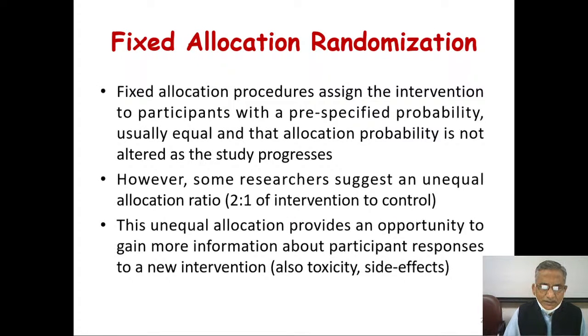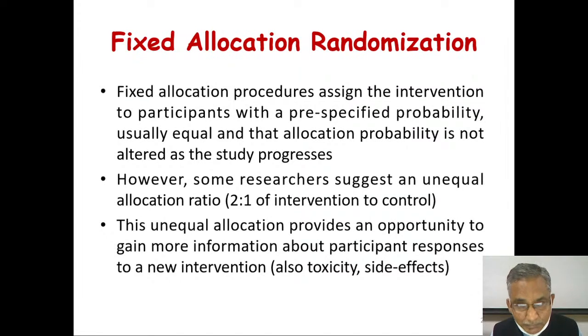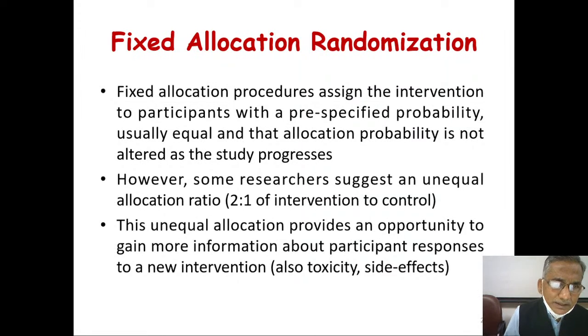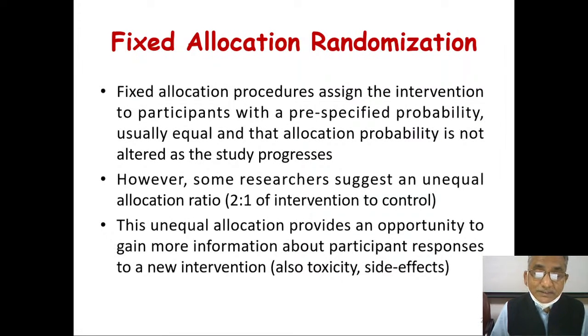In fixed allocation, this procedure assigns the intervention to participants with a pre-specified probability, right? Many times it is 1:1, one to intervention, one to control. But many times the control group is allocated 1, and in the intervention arm, two patients are allocated. Why? Because you would like to know more about the new intervention. What are the toxic results? What are the side effects? Not much is known about the new intervention. For control or standard of care, you may know a lot of things. So that is why you enroll more patients in the intervention arm.